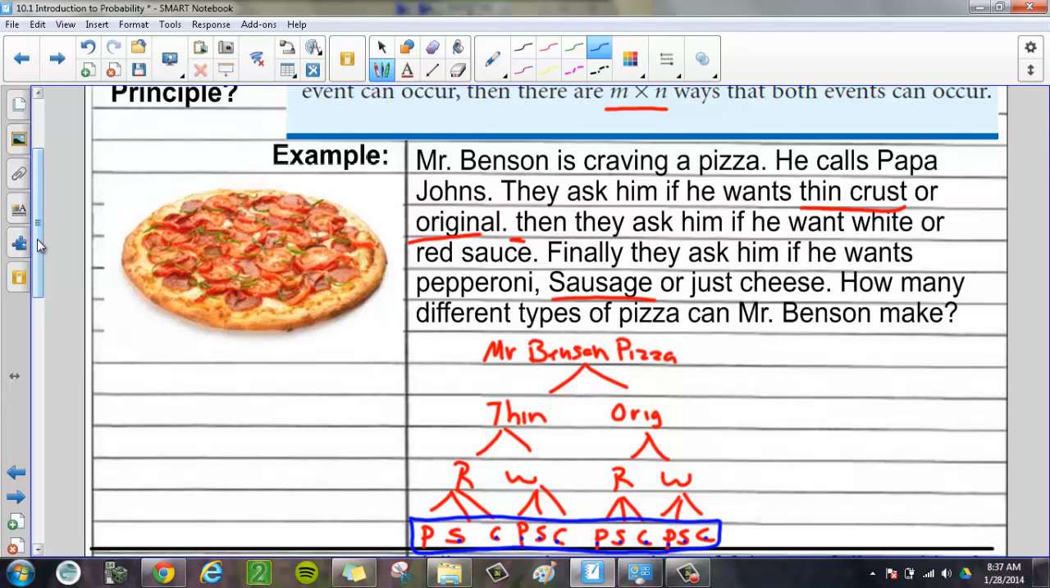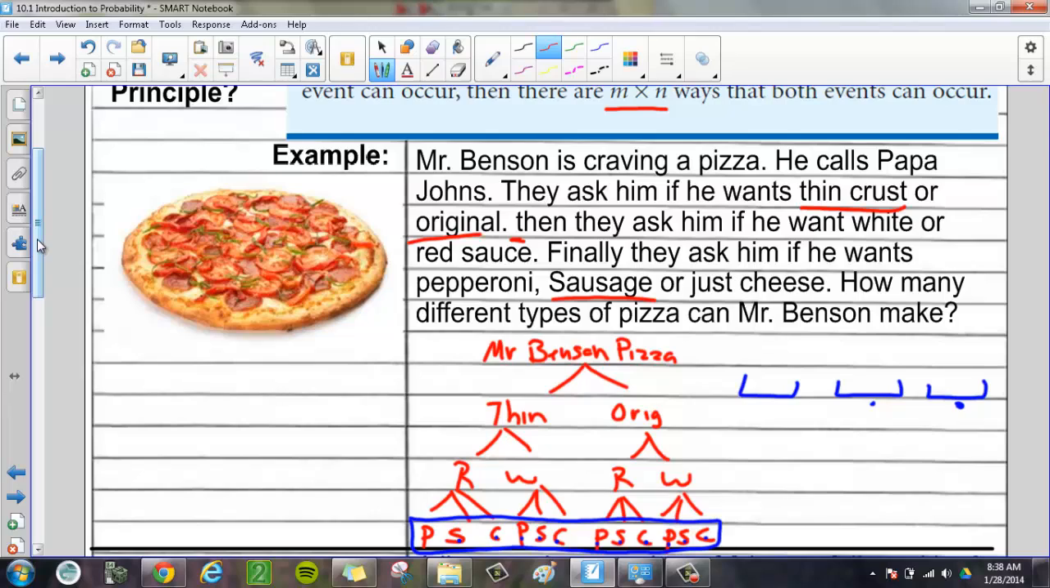Now, a little easier way to do it is because these trees can get so complicated so fast because of the exponential growth. What we instead use is, I like to call them buckets. So I got a bucket for each different option. 1, 2, 3. I had a bucket for the type of crust option. I have a bucket for the type of sauce option right here. And I have a bucket for the type of topping option. And what you need to ask yourself is, how many options do you have per bucket?